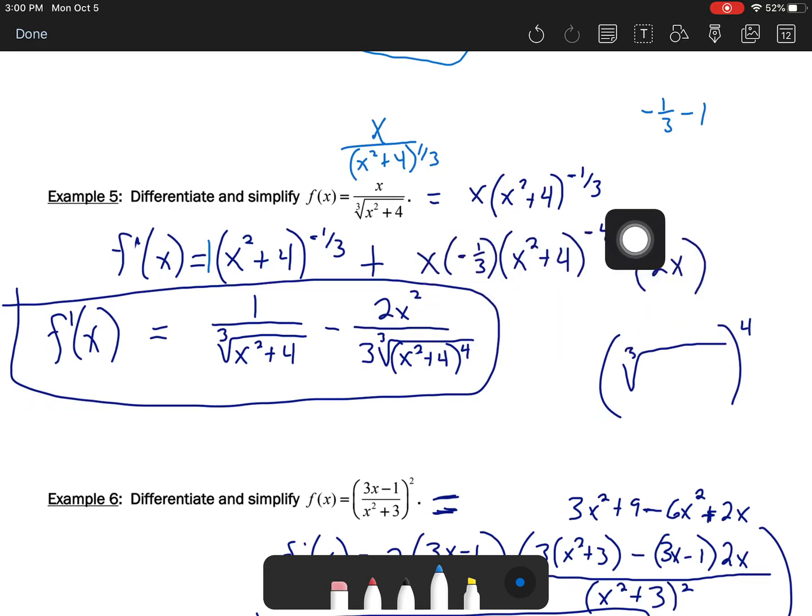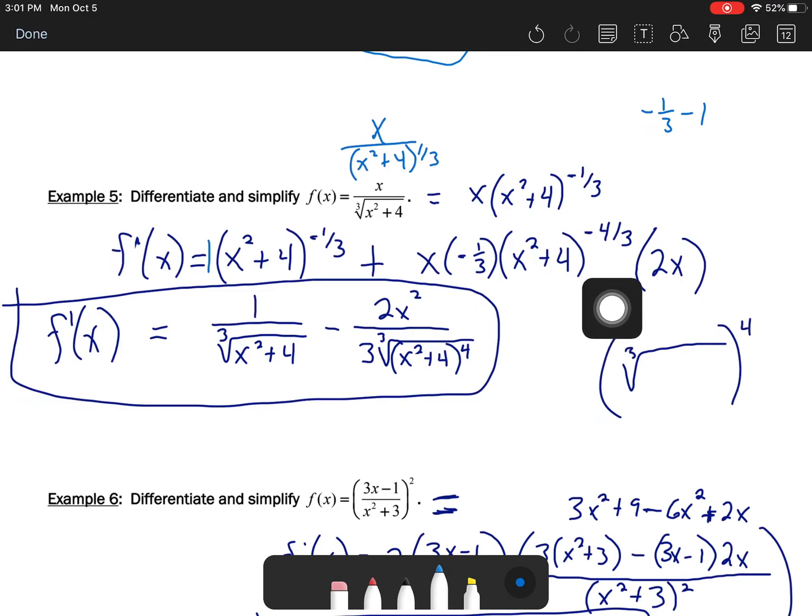All right, so now we kind of clean this up again. We've got, I'm just going to say 1 over the cube root of x squared plus 4. Up here I'm going to have 2x times this x, which is 2x squared. This 3 I'm going to leave down in the bottom. And I'm saying minus here because this is negative, so that's going to change this plus sign to a minus sign. And then I've got x squared plus 4 to the negative 4/3.